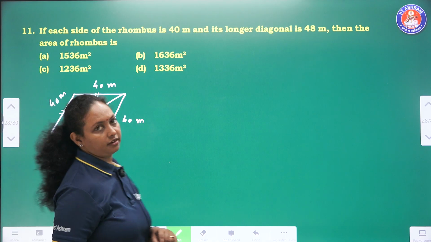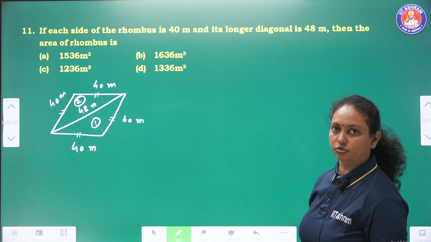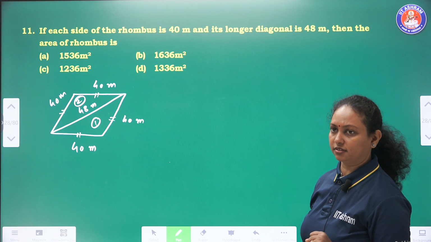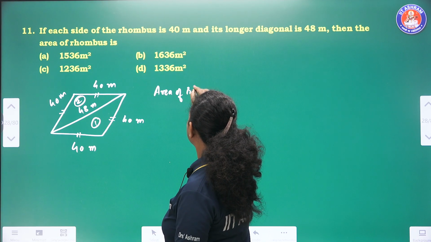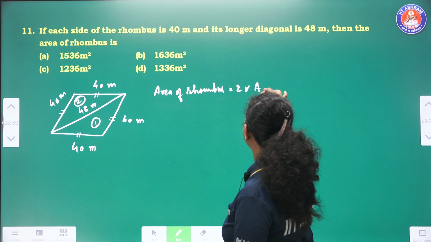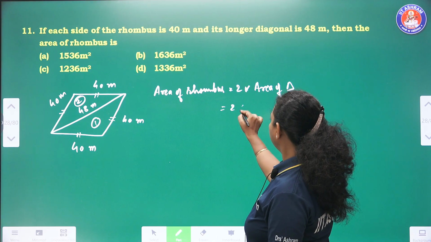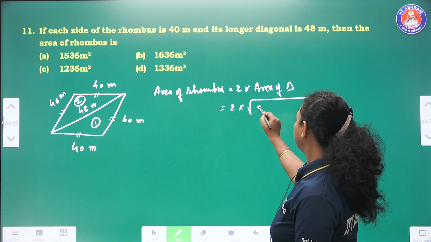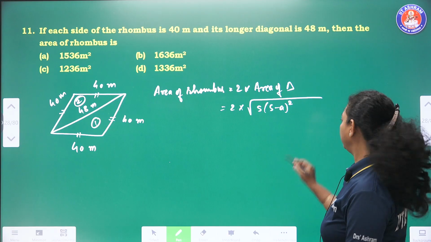So can I write that the area of rhombus is 2 times the area of one triangle, because both the triangles are congruent. Congruent triangles have the same area. So area of rhombus is equal to 2 into area of triangle, which we are going to find with Heron's formula, root of S into S minus A square. I have written square because two sides are equal.